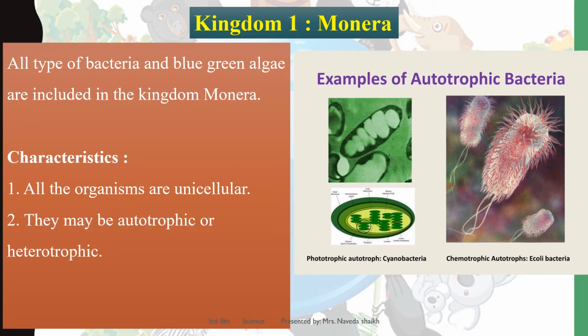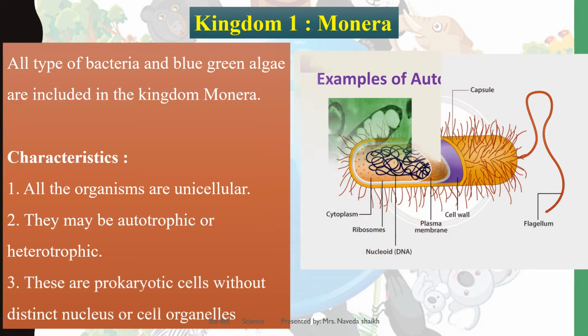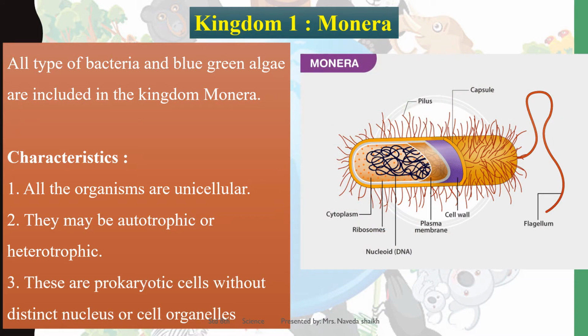Then the next characteristic states that these are prokaryotic cells without distinct nucleus or cell organelles. Means if you look at this image, you will come to know that it is just a cell which doesn't have proper cell organelles. Cell organelles means like how we studied about plant and animal cells, right?